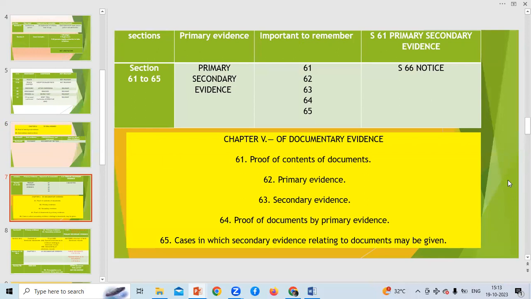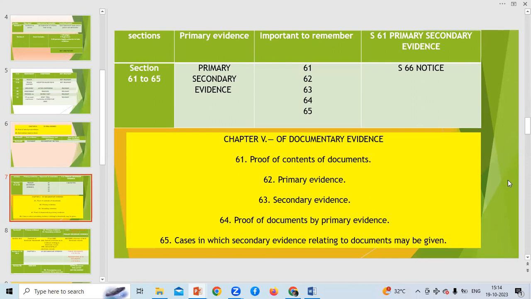For indexing, if you want to find something, you need a little knowledge of the chapter name and the sections' titles. If you don't know the details, it is fine. That depth is not asked, but at least you should know what the title of the section is, what the chapter is, and what the contents are. So primary or secondary evidence, 61 to 65 in chapter 5, is talking about documentary evidence.